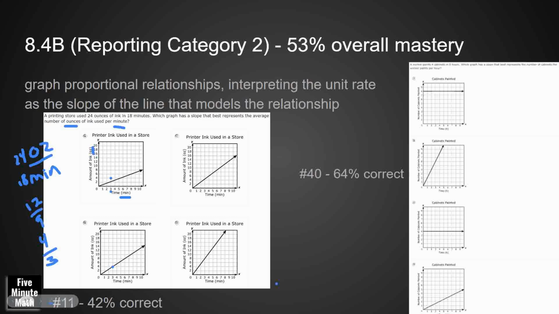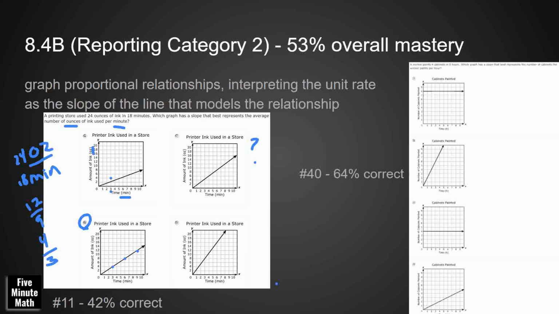Over 3, really close on C, but it's just a hair above that 4. And I didn't see it on D. So yeah, B looks like it, and we go over another 3, we're going to go up another 4. We go over another 3, we're going to go up another 4. So that's the key. It's just identifying that slope, and only 42% were able to get number 11, and we are really close on C.